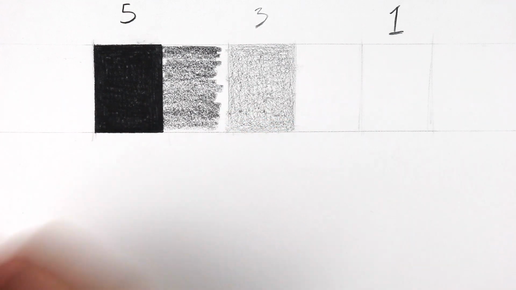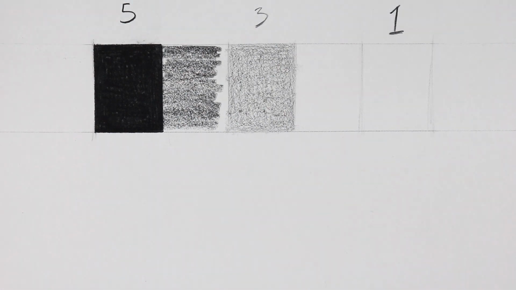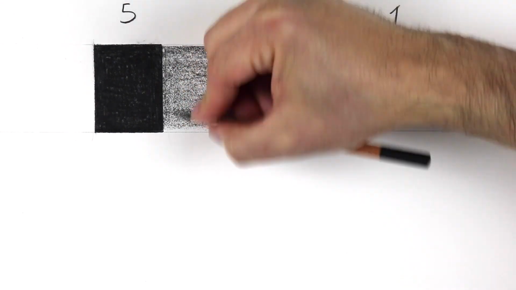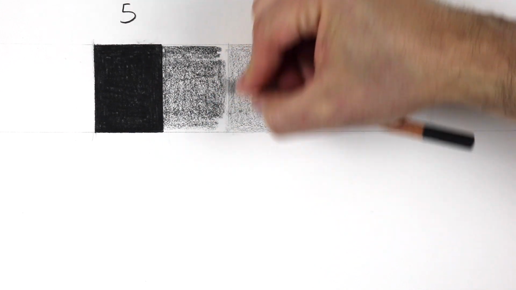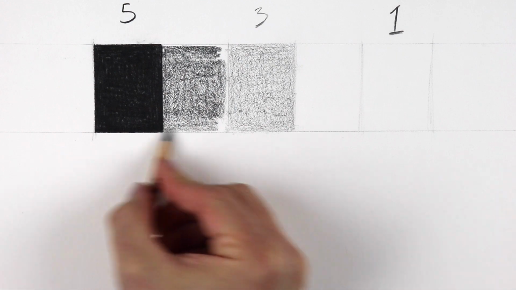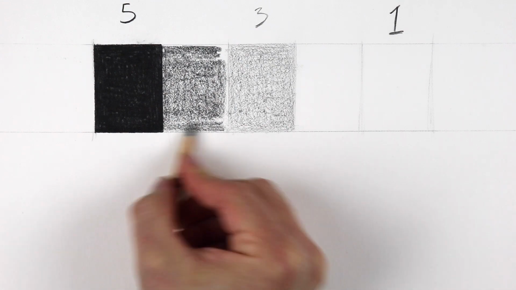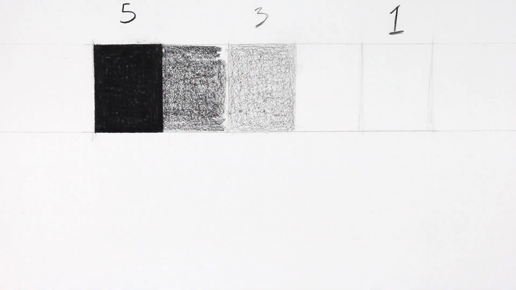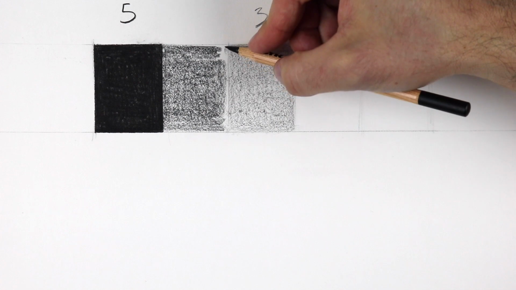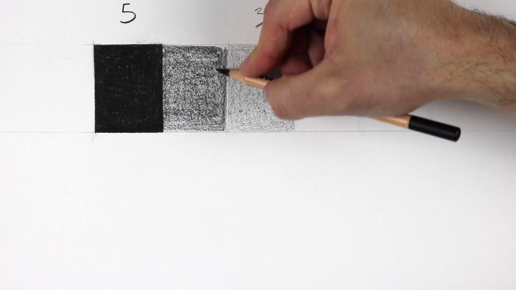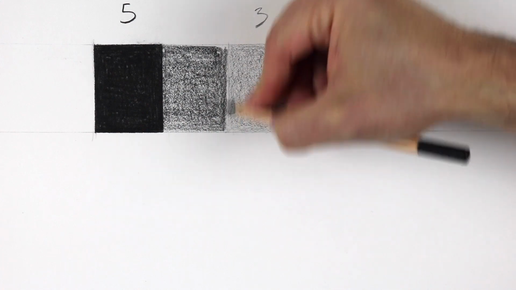So even though I know that I'll most likely have to darken our number 3 value before the value scale is finished, I'm going to move on to value number 4. Once again, you'll see me using the side of the pencil to lay down an even wash of value. I'll be pressing harder than with the number 3 value, but not as hard as I pressed with the number 5 value. And once again, I'll leave the number 4 value slightly lighter than I think it needs to be so that I can make any necessary adjustments later on in the process.